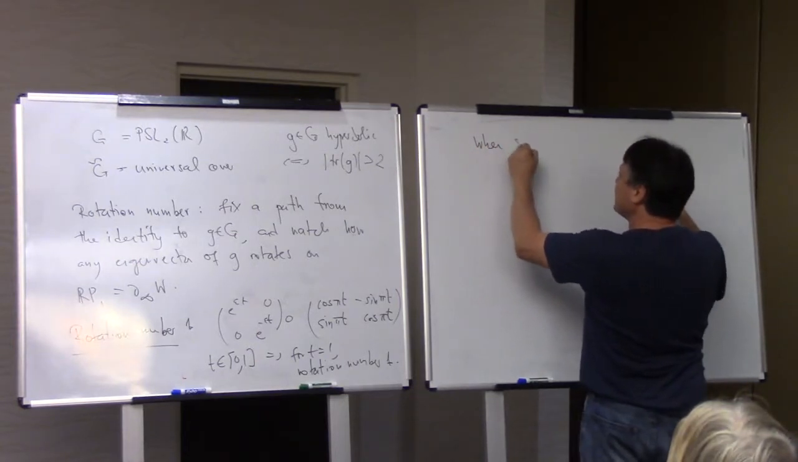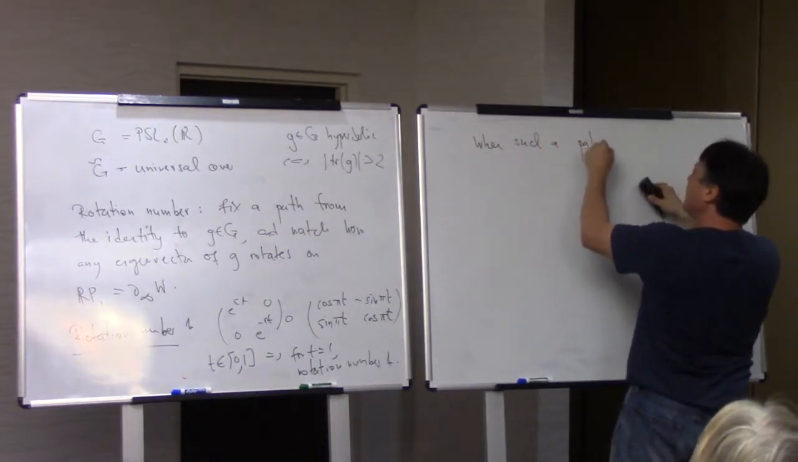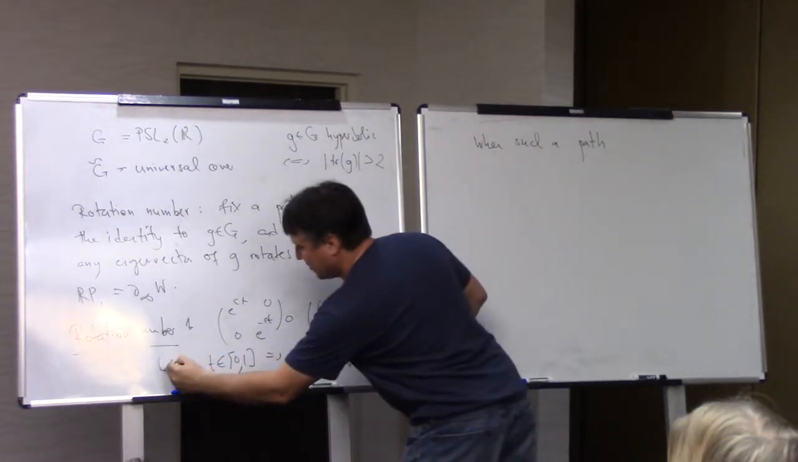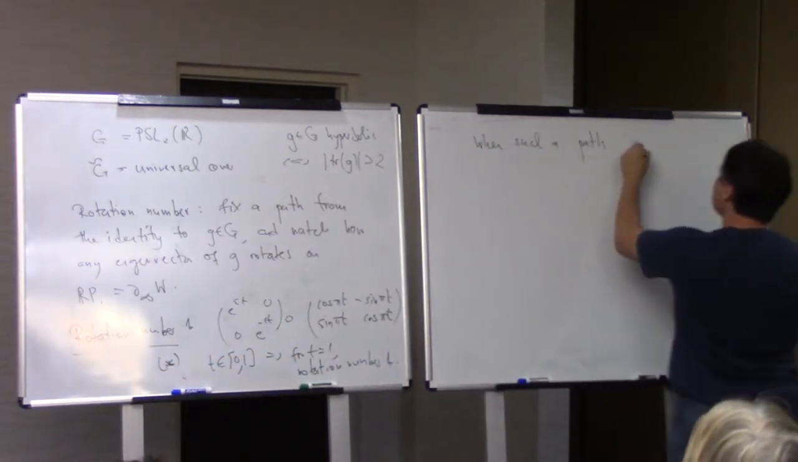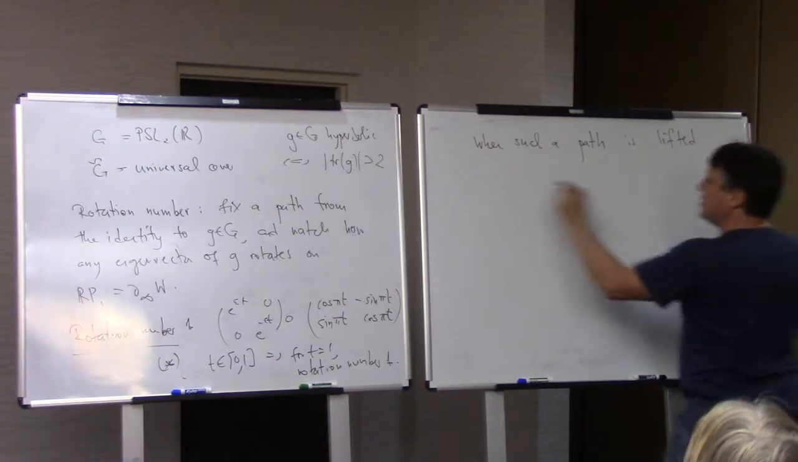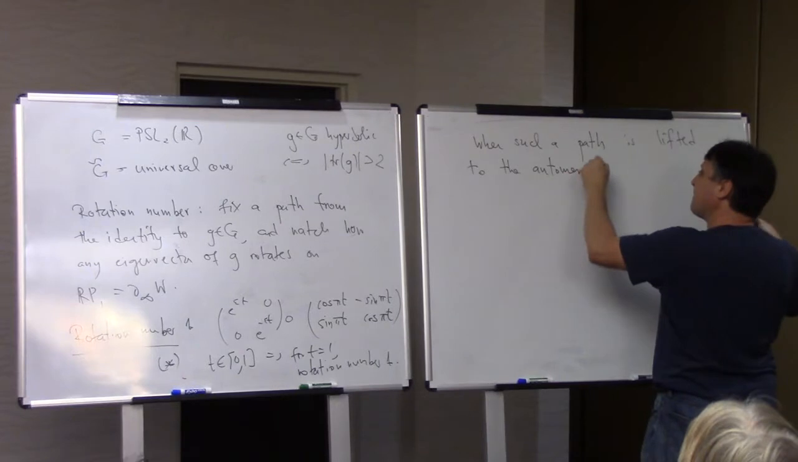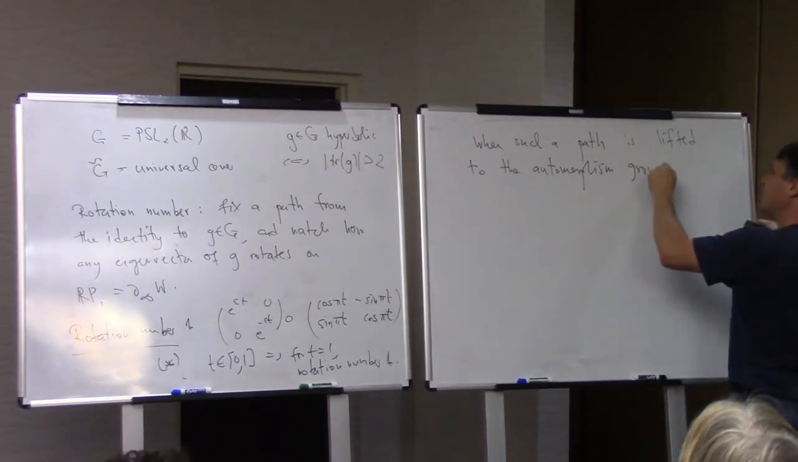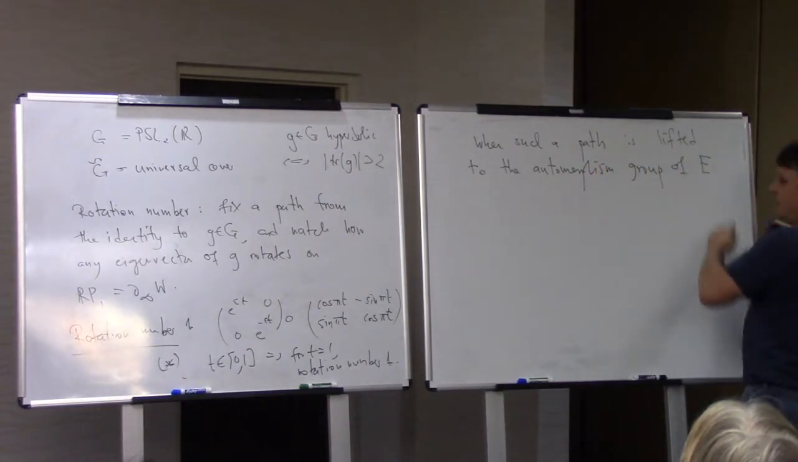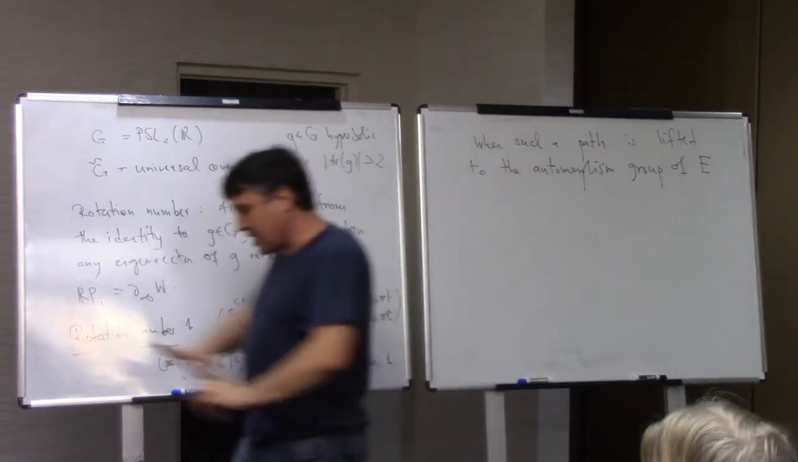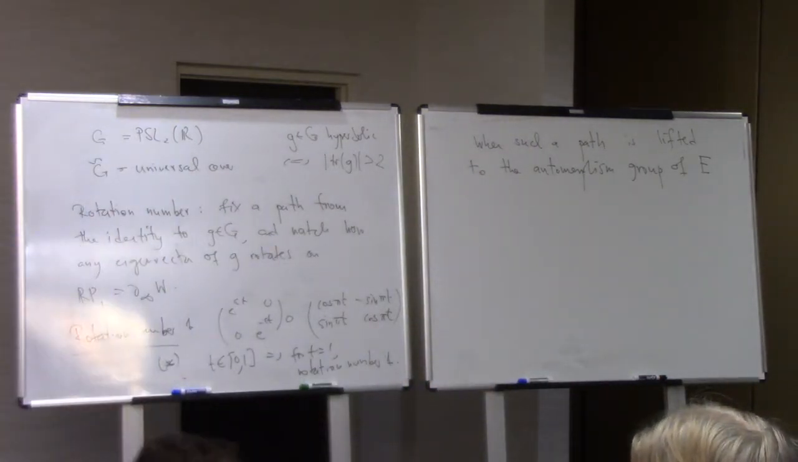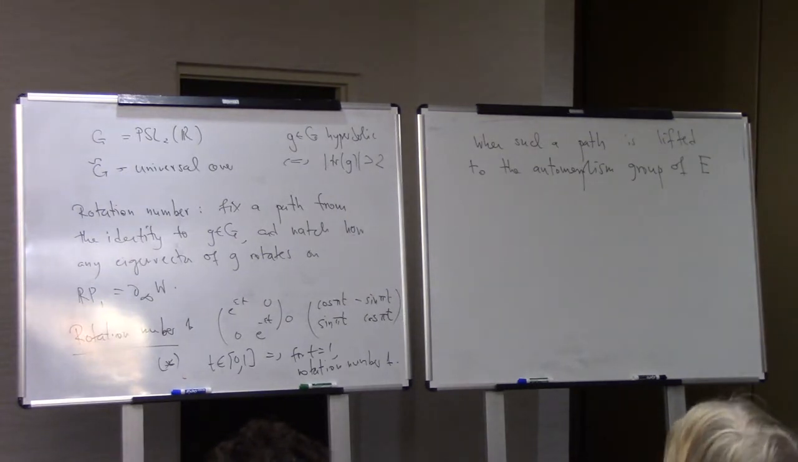So when such a path here, this kind of path, is lifted to the automorphism group of E, there's no unique lift, I should say, but this is given by some time-dependent vector field on the upper half plane, and at infinity there's an obvious lift of this to Hamiltonian automorphisms of your space E, and then you extend it over the interior in whichever way you want.